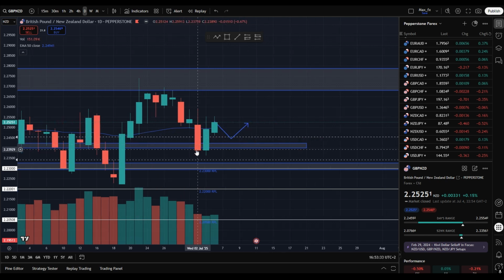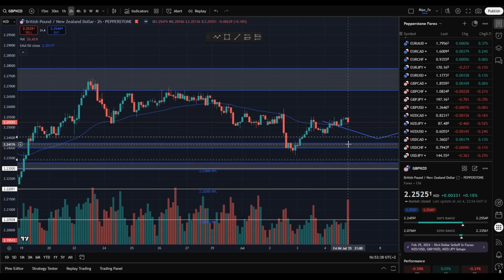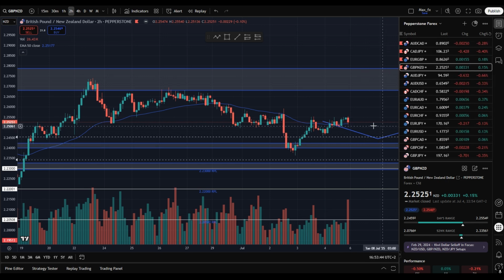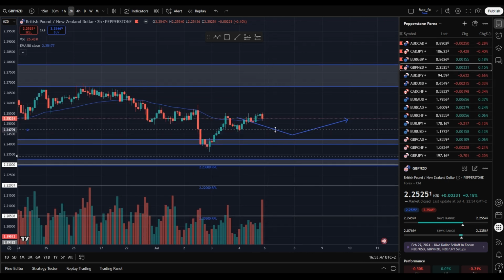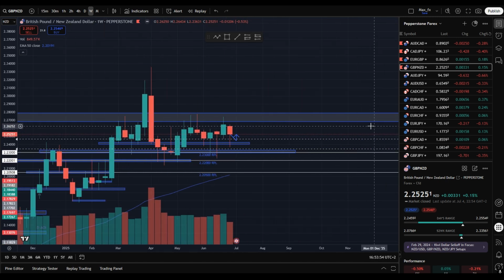Kind of higher risk, because the best idea for me would actually be to enter around this area, so maybe price will come back even this low and then give me my bullish signal to open a long position here. But for now I'm just going to be patient and wait for price to form a higher low to then potentially open a long position here on GBP NZD.